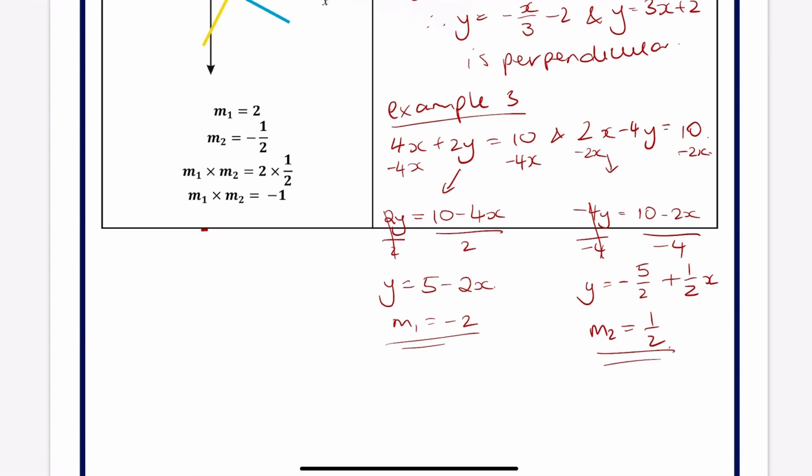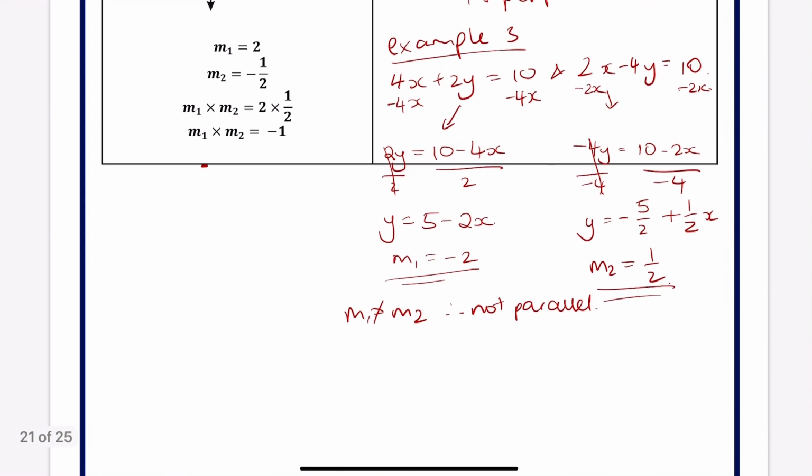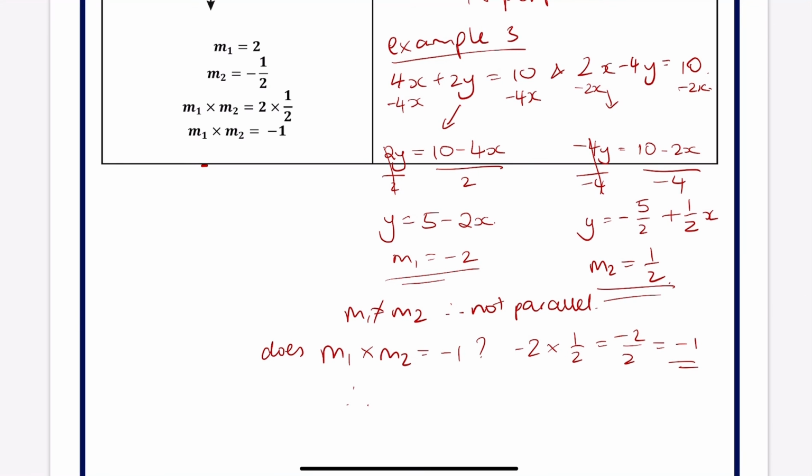Okay, so these are not the same. So therefore not parallel. Okay, let's check whether these are perpendicular. So does m1 times m2 equal negative 1? Okay, so negative 2 times 1 over 2 equals negative 2 over 2, which equals negative 1. Therefore, these equations are perpendicular.